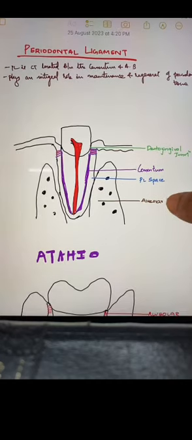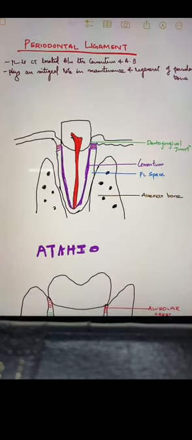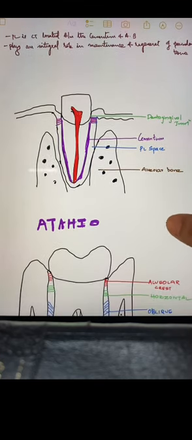First we need to understand what is the periodontal ligament, which is the connective tissue located between the cementum and the alveolar bone. This space is called the periodontal ligament space, which plays an integral role in maintenance and regeneration of the periodontal tissue.